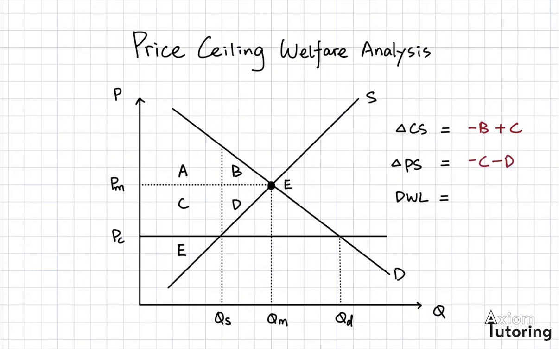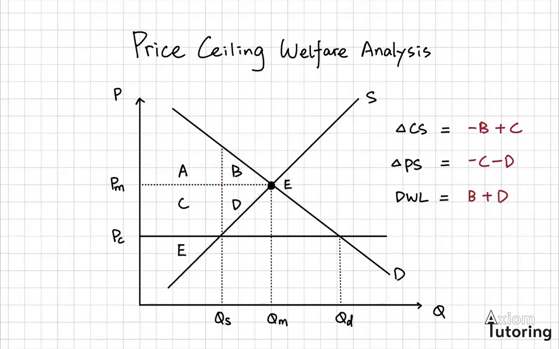Overall, the change in total economic surplus is negative. It is the combination of these two terms. So total economic surplus falls by area B and area D. That's how the deadweight loss arises. This triangular area here is the deadweight loss that we are looking for.